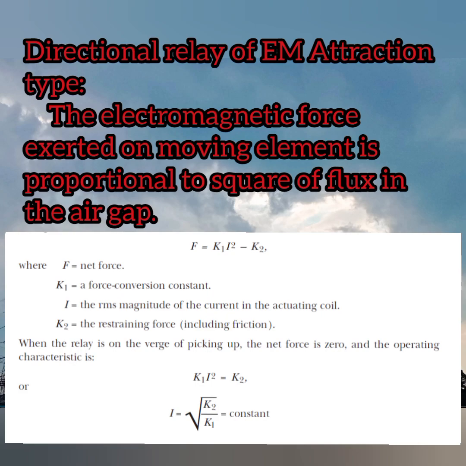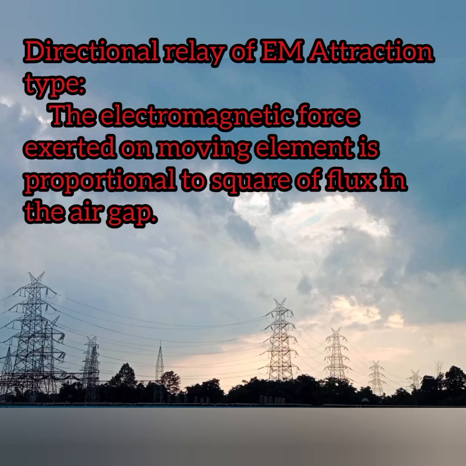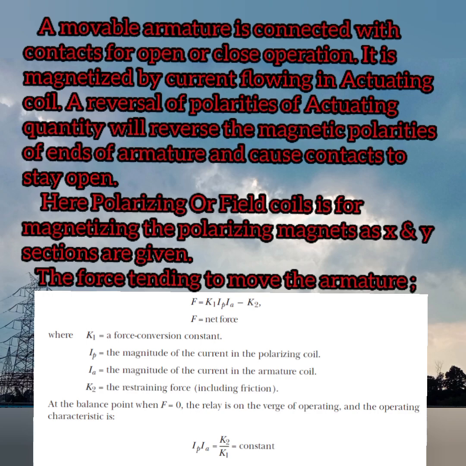For example, if the net force is 0 at the verge of pickup, the operating characteristic changes to K1 into I square equal to K2. Which means, keeping I on one side, we will get I equal to root of K2 divided by K1. So these are all the single quantities of your attraction type relays. Then coming to the main portion, the operating principle.